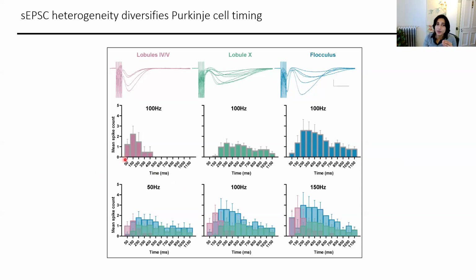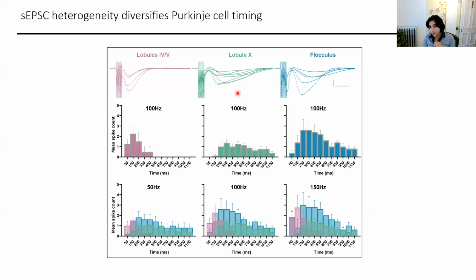So a parallel fiber input, essentially what we're saying is for lobules 4, 5, it's going to be active for like 300 milliseconds and shut off. It's going to have an increase in firing for that long. But in lobule 10, that can go out to over a second. The same parallel fiber stimulus would drive firing on this much longer time scale in the Purkinje cell.